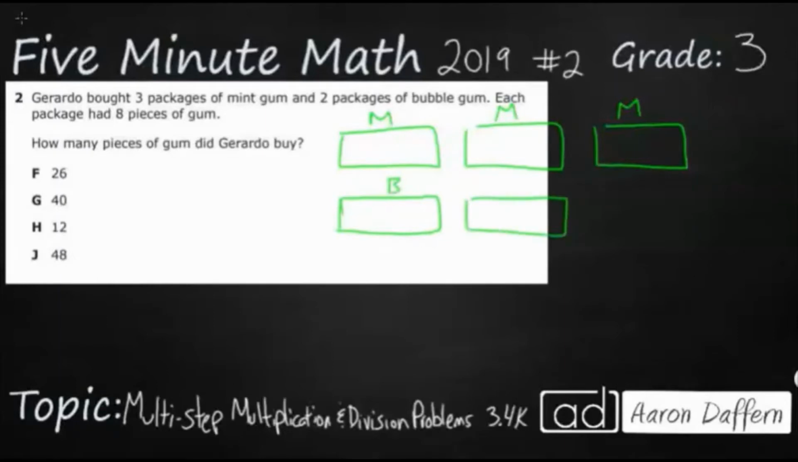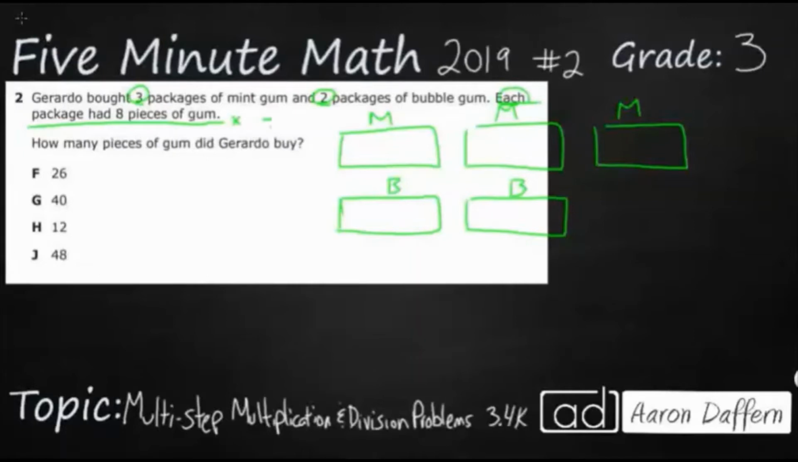They don't have to necessarily be the same size, but I went ahead and drew them all the same size because it says that each package had 8 pieces of gum. So I've got my 3 packages of mint and my 2 packages of bubble gum, and that each is going to give us a clue that we're most likely dealing with multiplication or division.